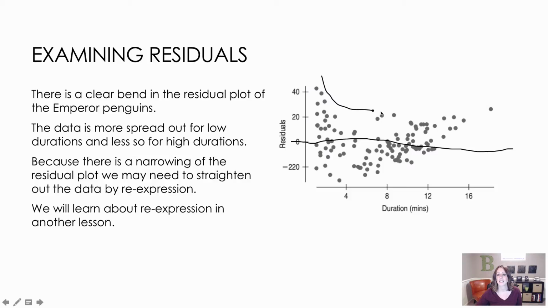But what I see instead is that this one looks like it's sort of funneling off. And that's not good. We don't want to see this. We want to see a scatter plot that's just scattered all over the place. So because there's a narrowing of the residual plot, we might need to straighten it, or we might not be able to do linear regression at all. Now we'll talk about how to straighten it in a later lesson, but that's what I'm looking for in a residual plot.